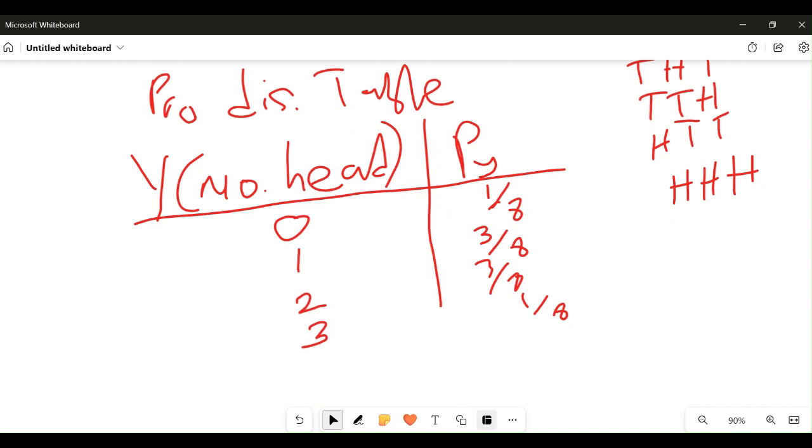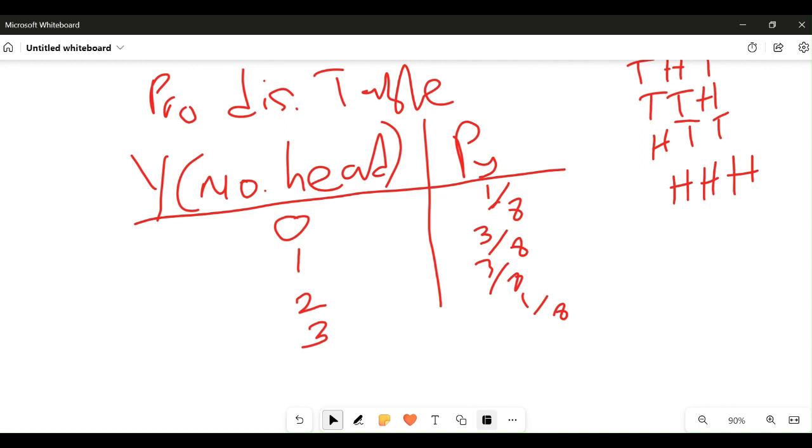Alright. So this table is our probability distribution table. We can draw this table more neatly, and let's put the 1 over 8, 3 over 8, 3 over 8, and 1 over 8 in decimal point.